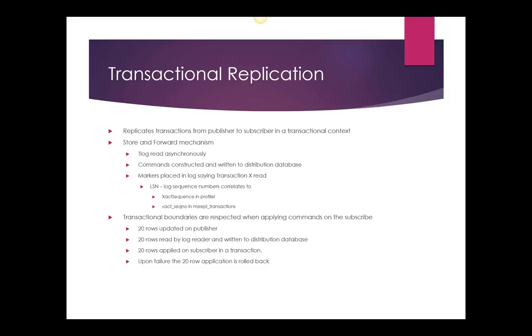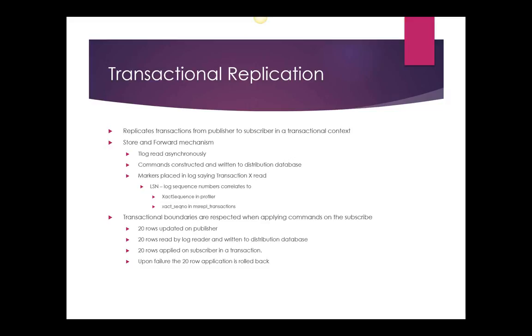Now, again, as mentioned previously, transactional boundaries are respected when applying commands on the subscriber. This means that if I update 20 rows on the publisher, I also update 20 rows on the subscriber. It breaks down those transactions. So if I do update table name where PK is less than 20, it will generate 20 update statements: update table name where PK is 0, where PK is 1, where PK is 2. So a 20-row update or 20-row insert, which can be a single statement, is reconstructed as 20 individual update and insert statements on the subscriber.